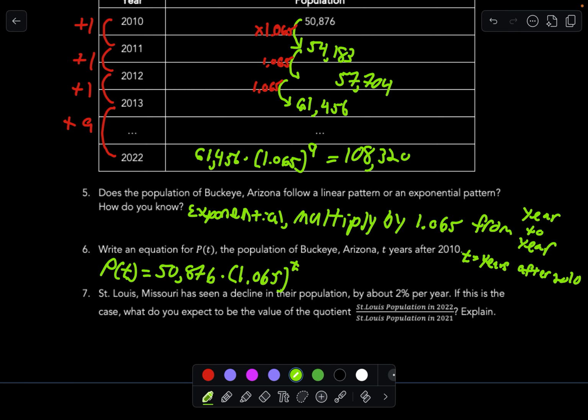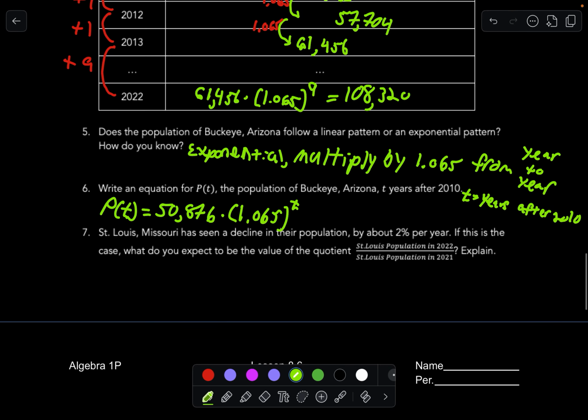Now, if you wanted the population in 2020, you'd have to figure out that 2020 is 10 years after 2010, so T would be 10. Remember, T is years after 2010, so be aware of that, because if you put in 2020 for T, you're going to get a huge number that won't make sense, that could not live comfortably on the earth together. All right? Okay, question 7.